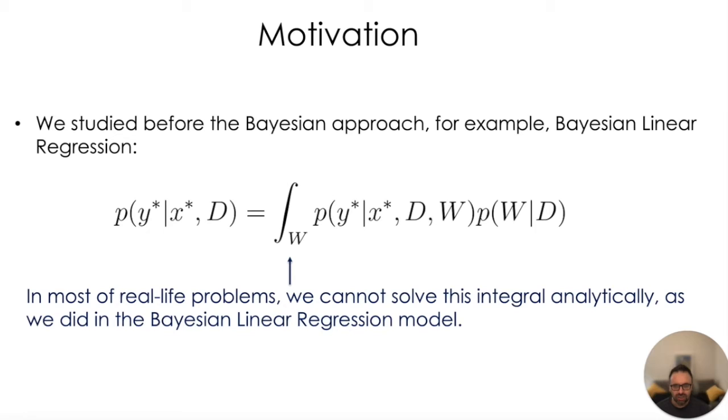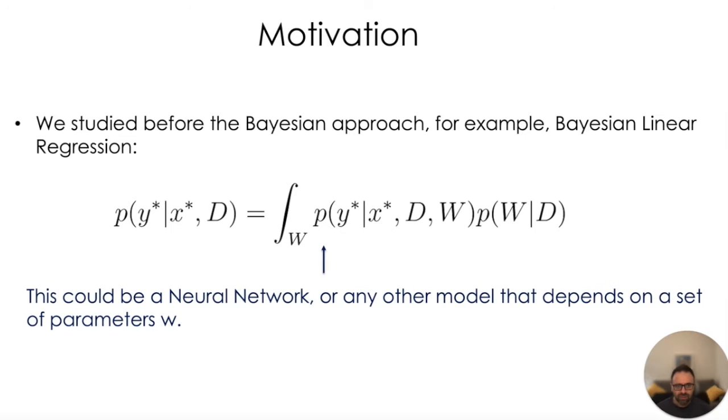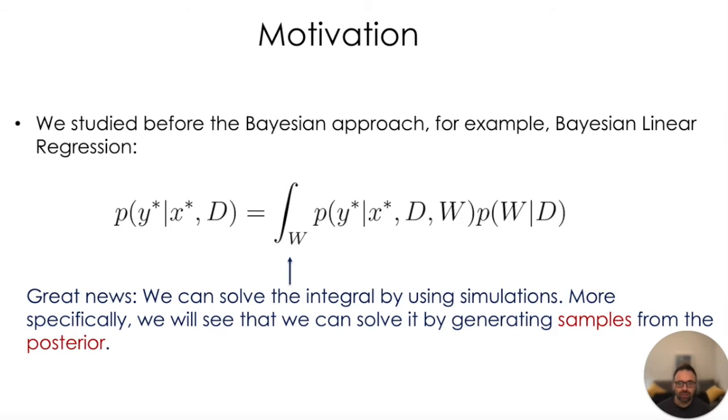Turns out that in general, this integral cannot be solved analytically as we did in the Bayesian linear regression setup. For example, this could be a neural network or any other complex model in which we don't have a closed form expression for the prediction, right? So in this case, that integral is not going to be easy to solve. The good news is that we can find a very good approximation of this by doing just one thing: taking samples from the posterior distribution of the parameters.